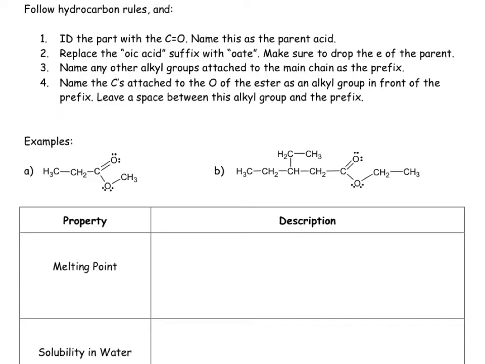Then you name other alkyl groups attached to the main chain as the prefix. Name the carbons attached to the O of the ester as an alkyl group in front of the prefix with no position number or letter. You indicate that this is the carbons on the other side of the ester functional group by leaving a space.